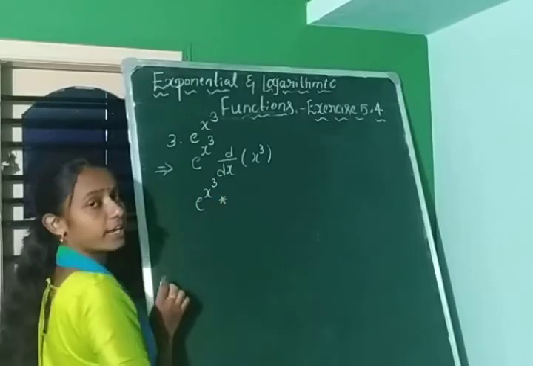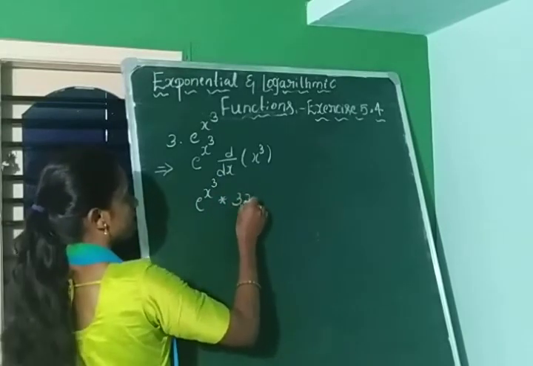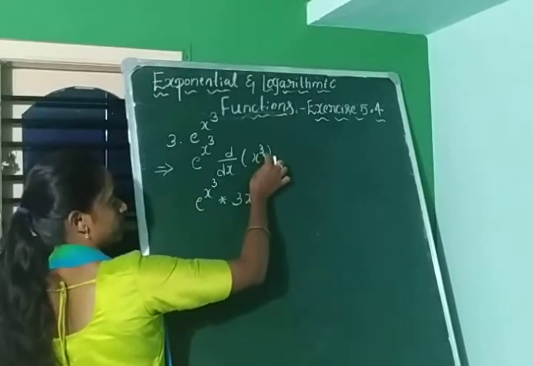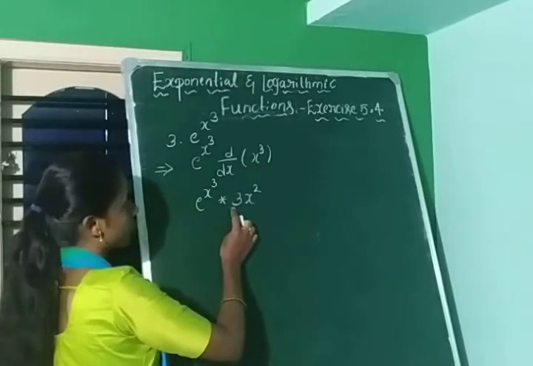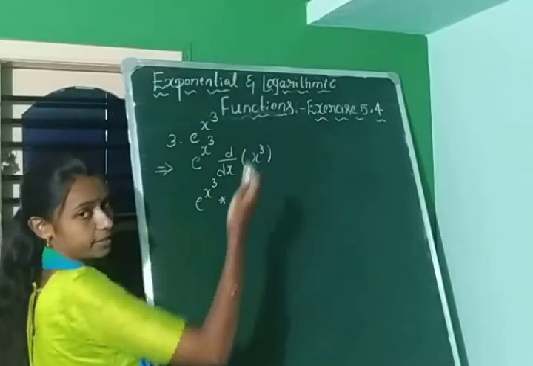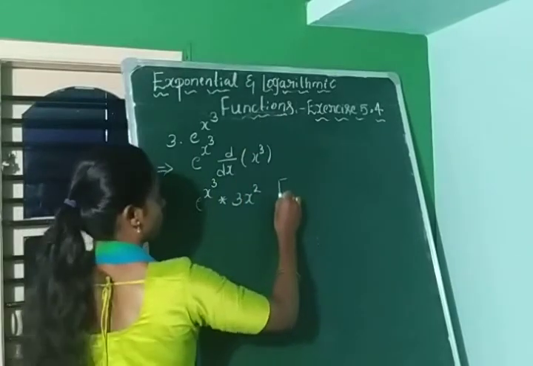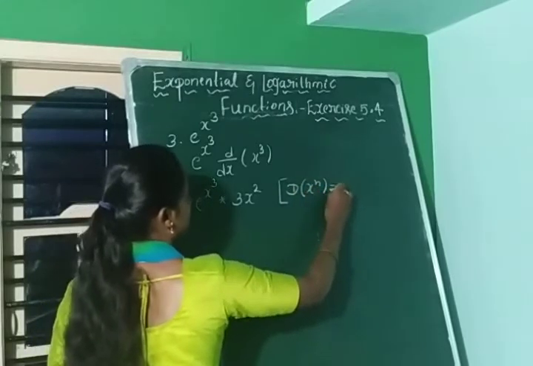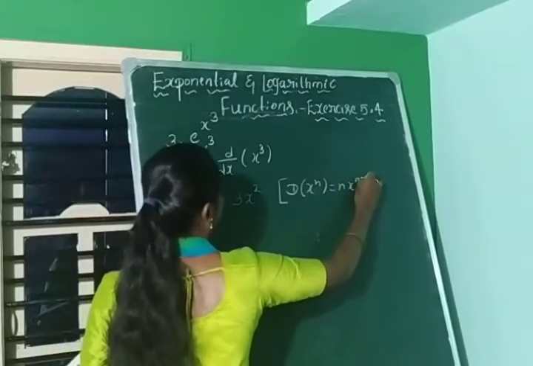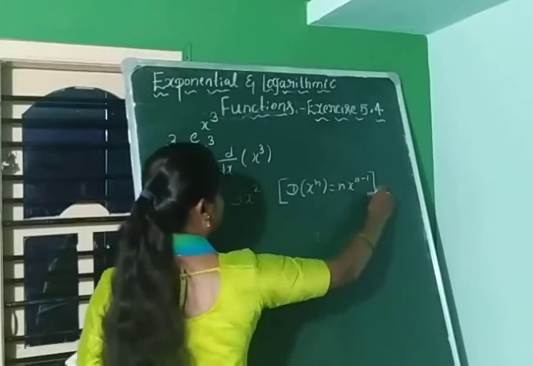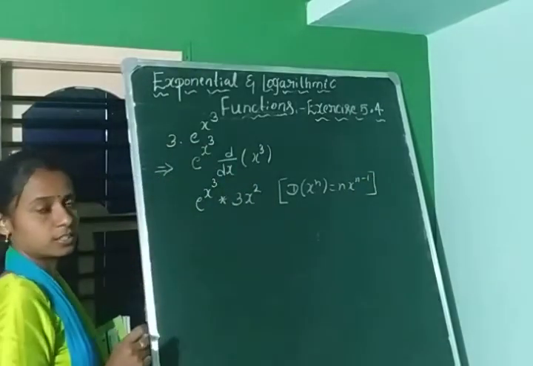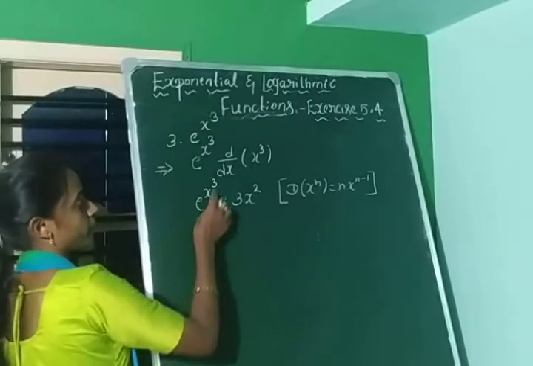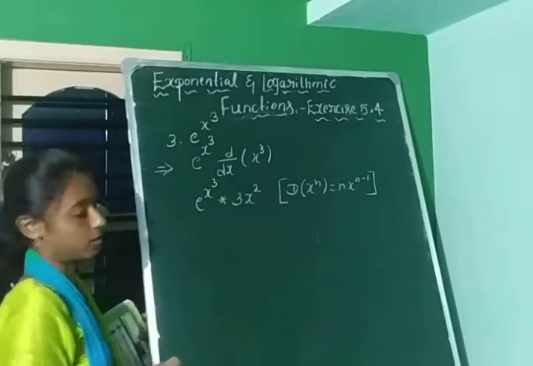The derivative of x cube is 3x square. Why? Because the power of x will come as a product and the power will decrease, with the help of the formula that the derivative of x power n is n into x power n minus 1. Hope you guys understood this. Therefore, the derivative of e power x cube is e power x cube into 3x square.